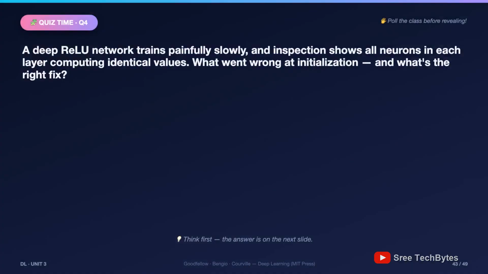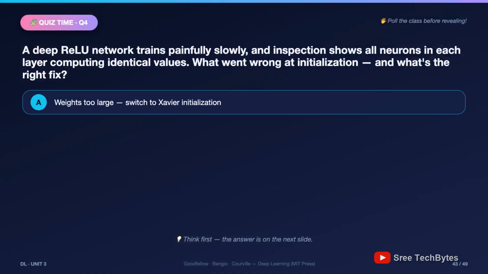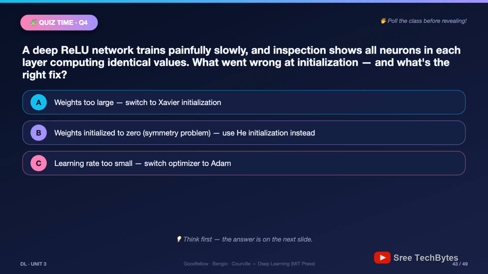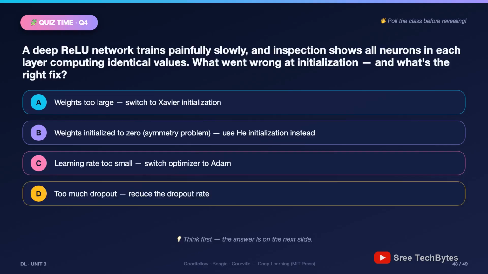Quiz: an initialization murder mystery. A deep ReLU network trains painfully slowly, and inspection reveals every neuron in each layer computing identical values. What went wrong at initialization, and what's the right fix? A. Weights too large, switch to Xavier. B. Weights initialized to 0, the symmetry problem, use He initialization instead. C. Learning rate too small, switch to Adam. D. Too much dropout, reduce the rate. The clue is the word identical. What single cause makes every neuron a clone? Pause and solve it.